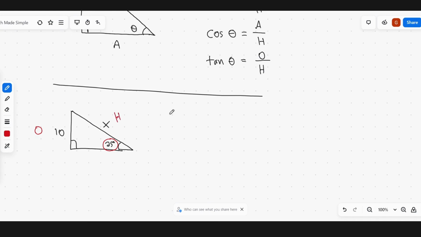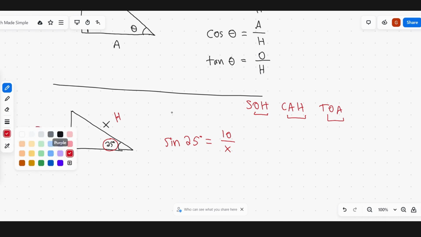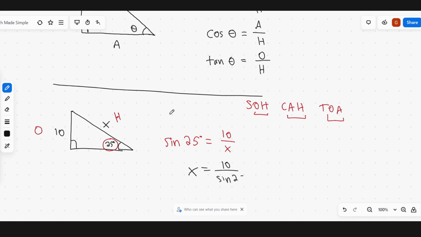So if we look for any of those acronyms, we're looking for one with an O and an H. SOHCAHTOA. Here we have an OH, here's an AH, and here's an OA. Well, obviously, sine, opposite over hypotenuse, is what we're going to be using because there's an OH there. So sine of 25 degrees is equal to opposite over hypotenuse. So 10 over x. From here, we simply reorganize this and solve for x. So we're going to multiply by x on both sides and divide by the sine of 25. And we get that x is equal to 10 over the sine of 25.